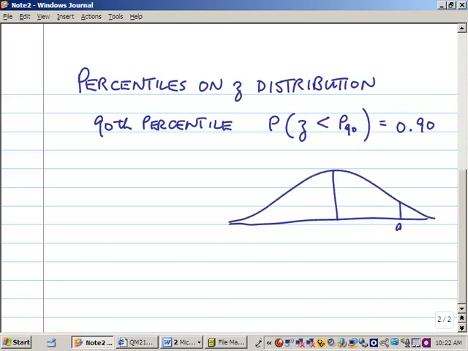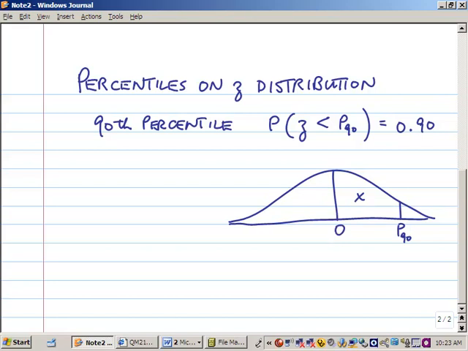Let's say that the 90th percentile is here, say P sub 90, as we did in the first module. That means that 90% of the distribution is below that, right? So 90% of the distribution is down here. If 90% of the distribution is below P90, how much is in this part of the distribution from 0 to P90?